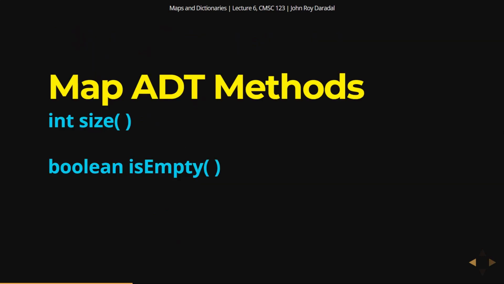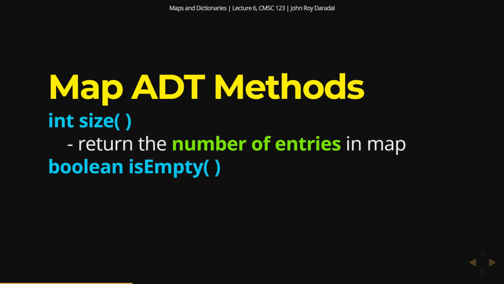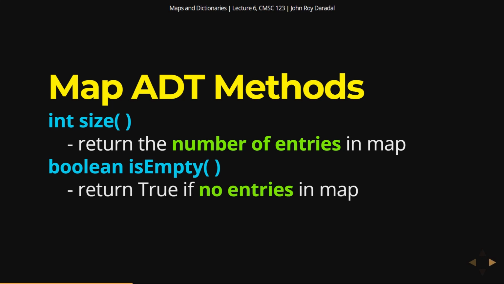Okay, starting with, of course, the size and is empty, which is pretty self-explanatory by now. So size returns the number of entries in the map, so how many entries are there. So it will return an integer or a number. And then is empty will return true or false depending on whether there are entries in the map or not. Okay, is it empty or not? So yeah, that's pretty straightforward.